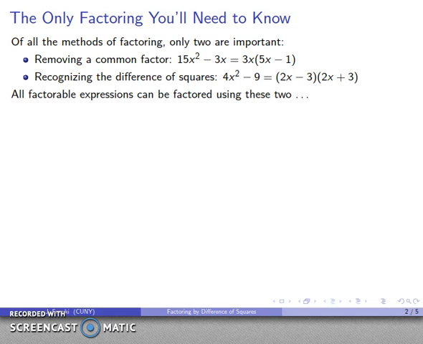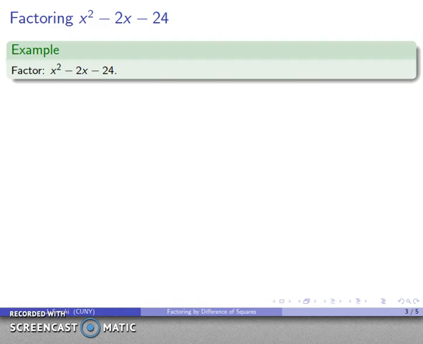Provided I have these two things on hand, anything I can factor can be factored using these two methods, as long as we can also complete the square. So, for example, let's consider this very simple factorization problem, x squared minus 2x minus 24. And this assumes that we've made at some point the transition to the algebraic form of completing the square. We don't absolutely need it, but it will make our lives easier if we don't have to stop in the middle to redraw all of our pictures.